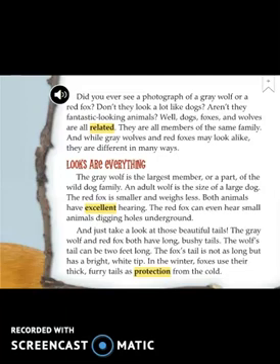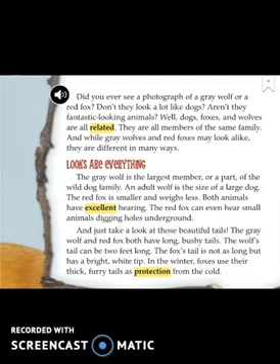Both animals have excellent hearing. Now, whenever you use the word both, this means that you are comparing. You are telling how two things are alike. And here, the red fox has excellent hearing, and the gray wolf has excellent hearing. The red fox can even hear small animals digging holes underground. And you know why they have excellent hearing, children? So that they can survive or stay alive in a forest.